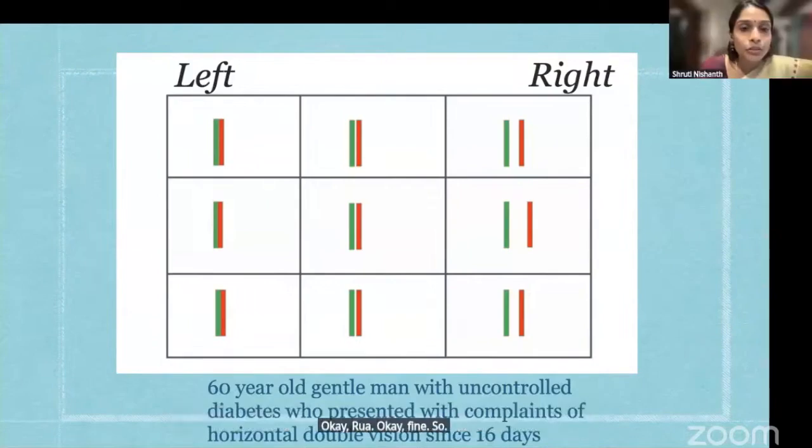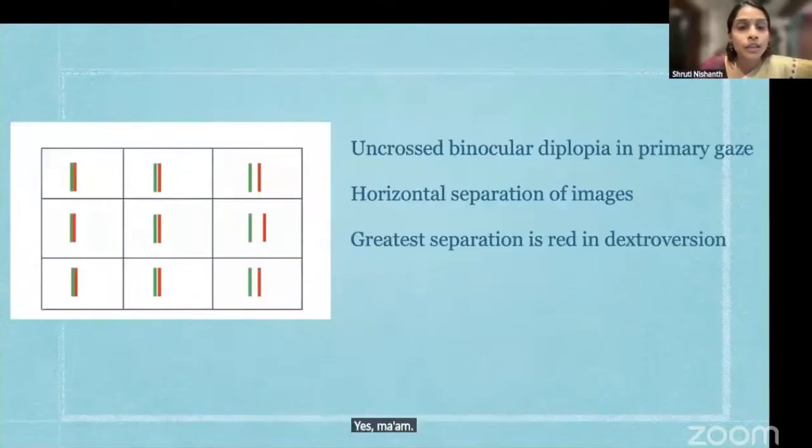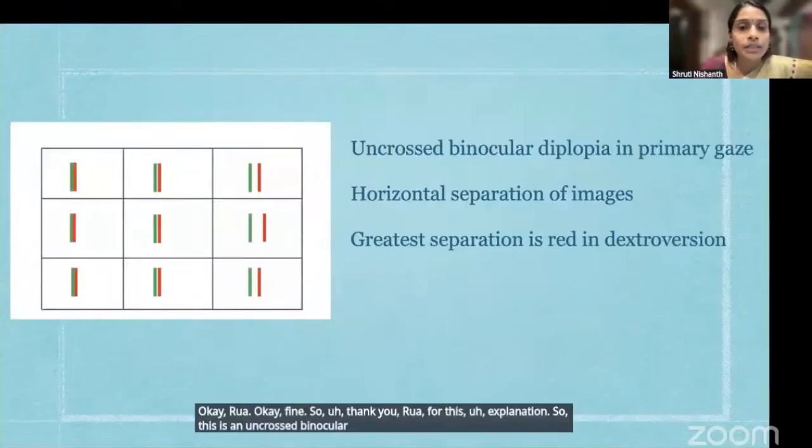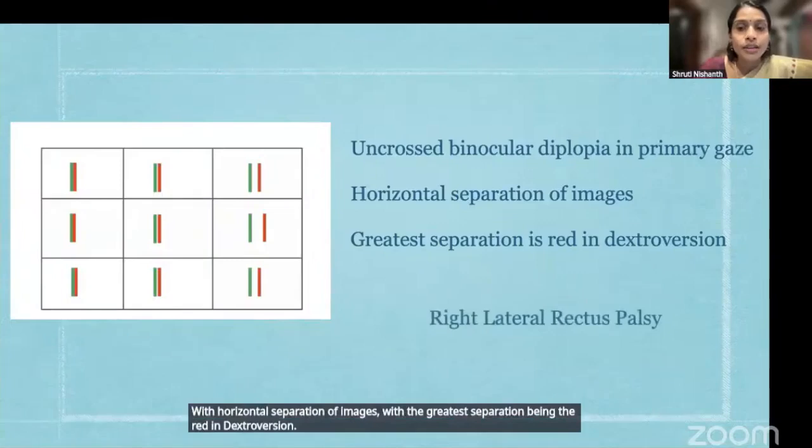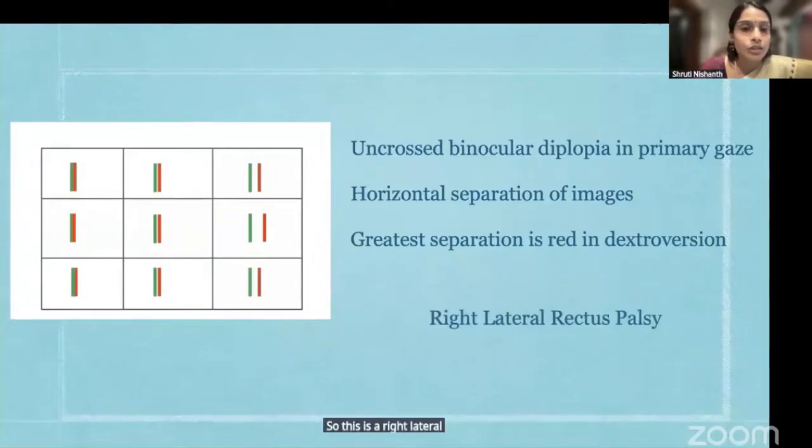So thank you, Ruwa, for this explanation. So this is an uncrossed binocular diplopia in primary gaze with horizontal separation of images, with the greatest separation being the red in dextroversion. So this is a right lateral rectus or an abducens nerve palsy.